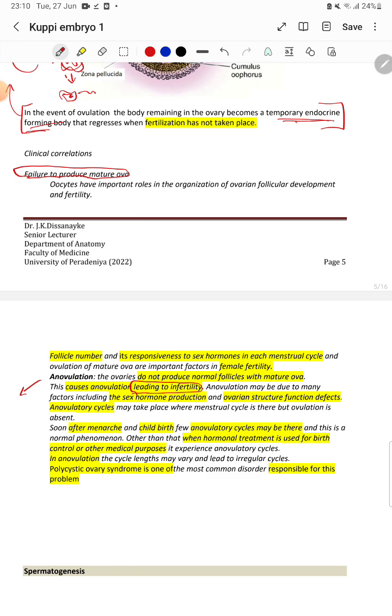It could be that sex hormone production is affected, the ovarian structure and function are defective, and also, you could still have menstrual cycles because the actual endometrium would still be affected by the hormones, right? So the whole thing would be there, the whole building up and everything. But the thing is, it's just not going to contain that ovum that's going to be expelled as well. It's not going to have that. So that's why it's known as an anovulatory cycle.